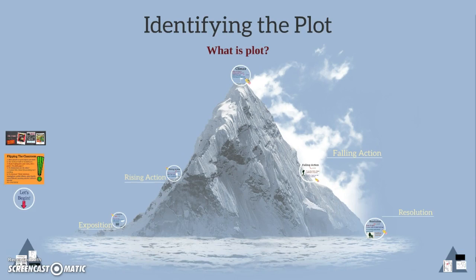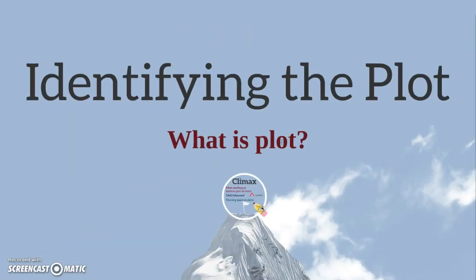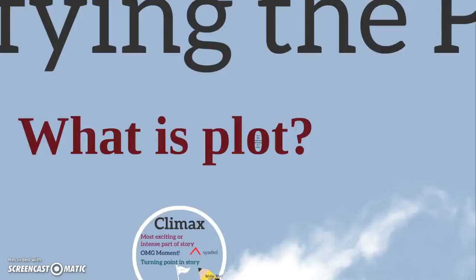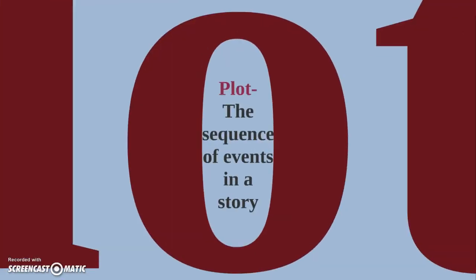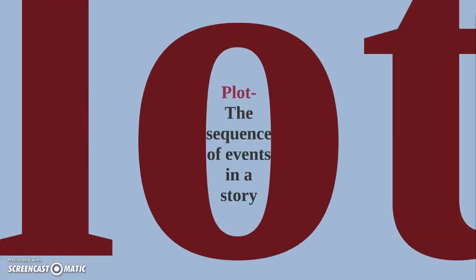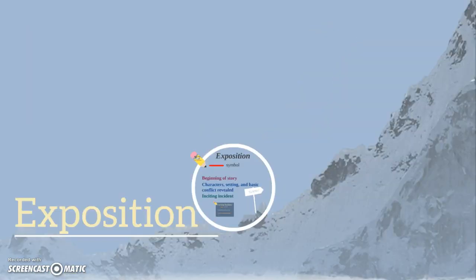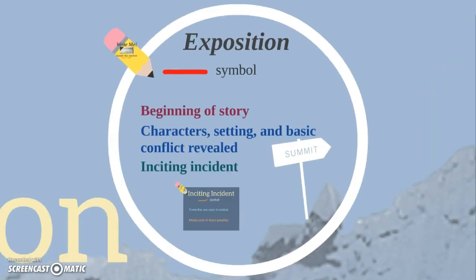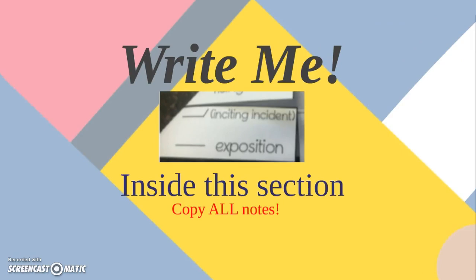So we're identifying the plot. And if you remember from the other day when we did our notes, plot is the sequence of events in a story. We're starting with the exposition, which is at the very beginning of the story. And just in case you're not sure where to write your notes, you are going to write your notes right here in this section. You're going to copy all the notes down for exposition. In the same section, you're going to be doing inciting incident too as well.